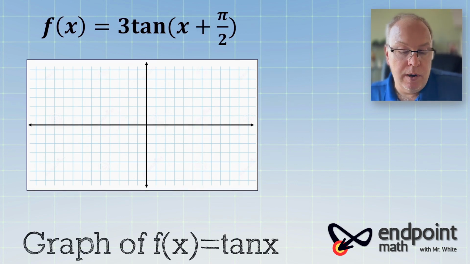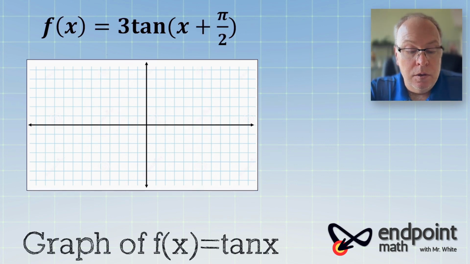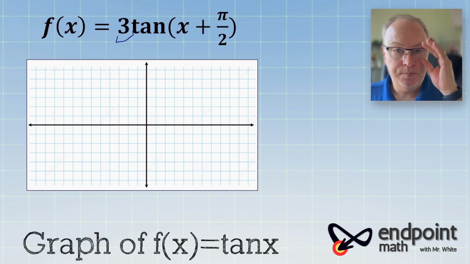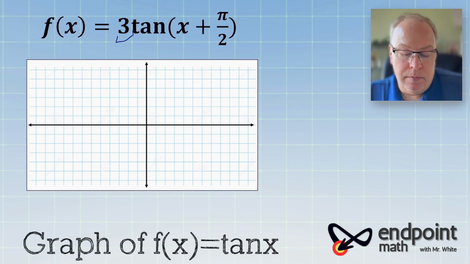All right, we have 2 more examples. So we haven't done one like this yet. We know what this does. That's a vertical stretch, right? It's going to be 3 times steeper. So that's no big deal. But what happens when you throw a number in there?